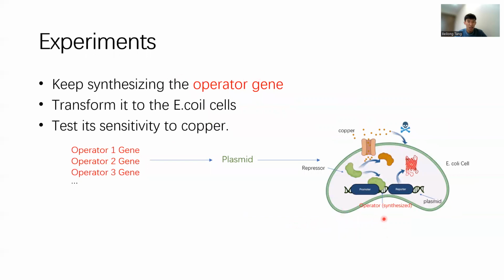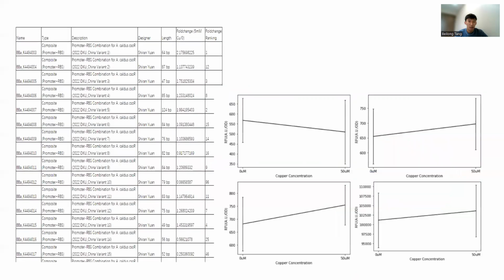However, we still need to increase the sensitivity of the cells by continuing to synthesize the operator gene and doing the experiments. We have many mutants, and we plug the genes into the plasmid, transform it into the E. coli cell, and test its sensitivity to copper. This is only a small part of our mutants. They are mutated, and we test their sensitivity according to the copper concentration.